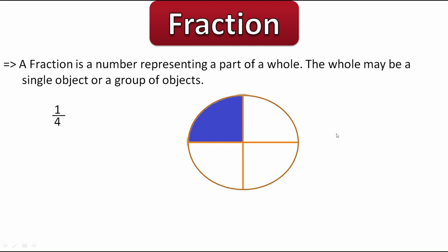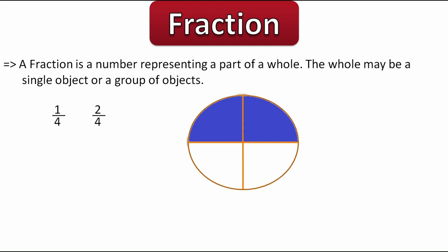Now if I want to represent 2 parts of this circle, then what do I have to do? I have to write 2, then a line below that, and then I have to write again 4. Why 4? Because again here there are 4 parts and I am representing 2 parts of this.